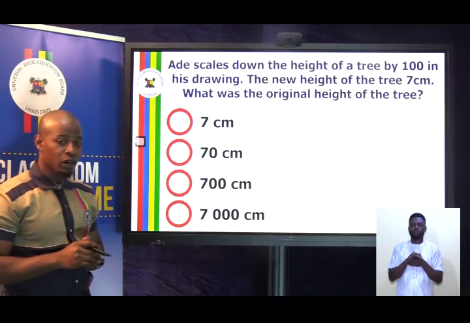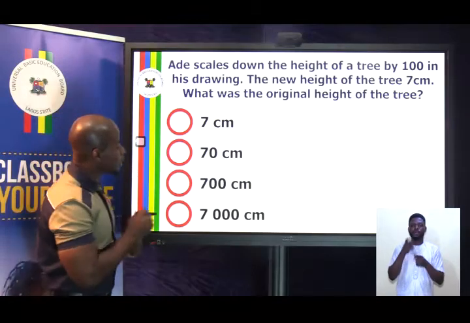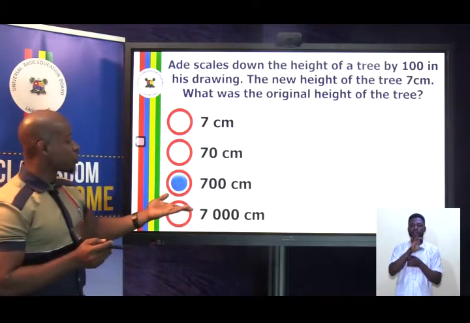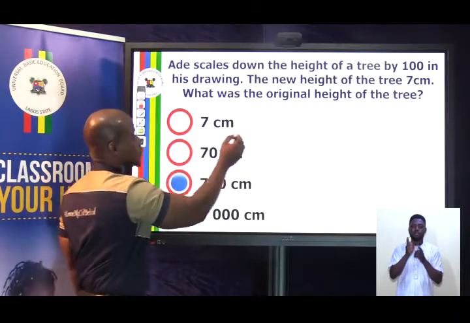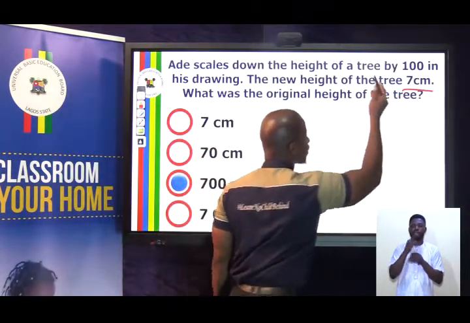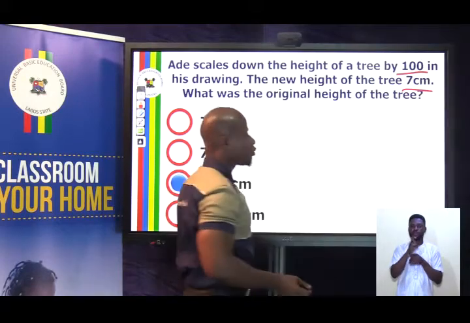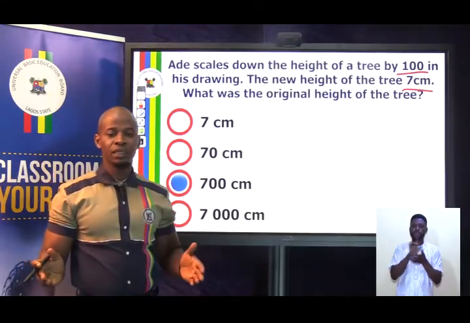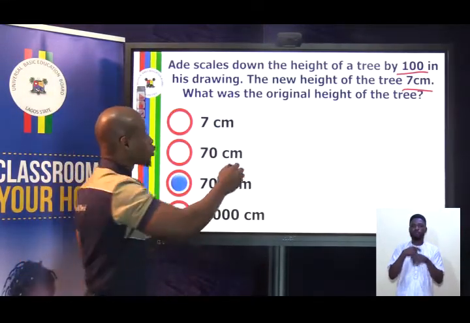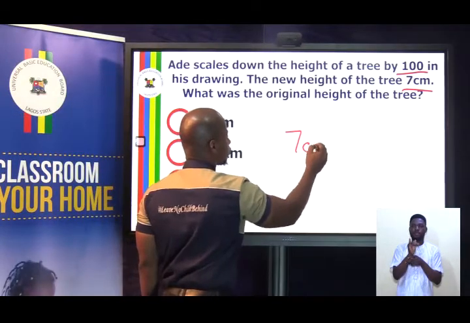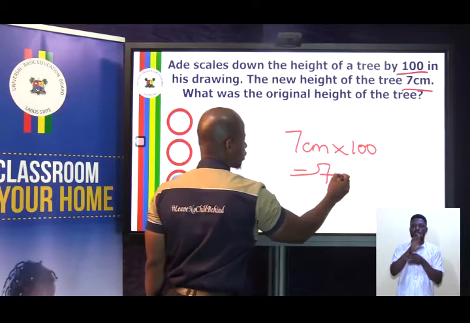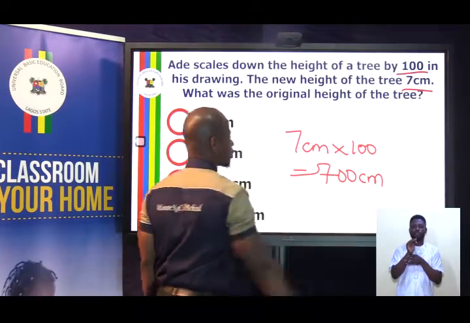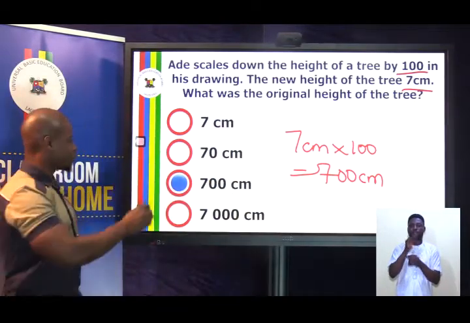You should have that answer by now, because, my friend, it's not so difficult. Let's see what the answer is. It's 700 centimeters. Why? Because if the paper distance is 7 centimeters and the scale is 100, then we have to scale the paper distance up. And to scale up means to multiply by 100. 7 centimeters times 100 will give you 700 centimeters. That is your answer, my friend.